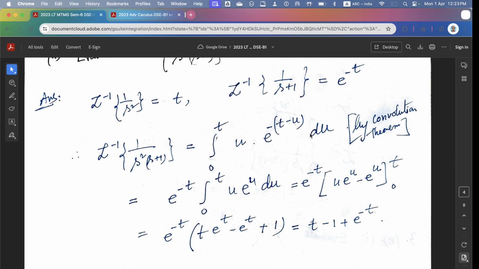In this integration with respect to du, t is constant, so e to the power minus t is constant. So we have the integration from 0 to t of u into e to the power u, and by parts integration it gives this limit 0 to t. After putting first u equal to t, and then u equal to 0, we get the result t minus 1 plus e to the power minus t.